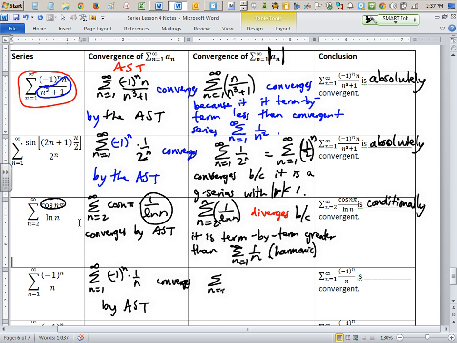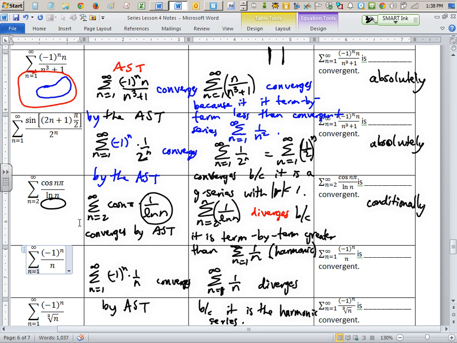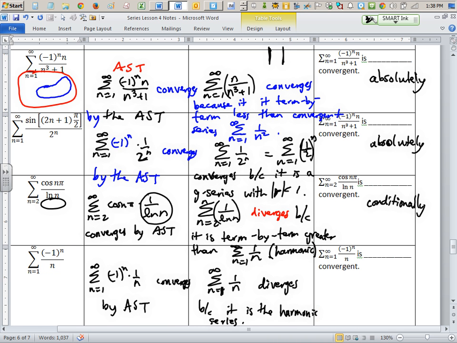But without the alternator, it diverges because it's the harmonic. It's the harmonic series. Or you could say a p equals 1, p equals 1 p-series, you could say. So this is conditional convergence again.